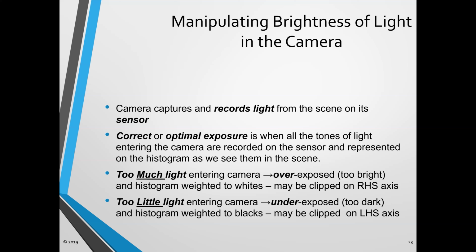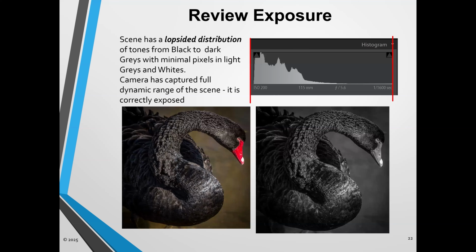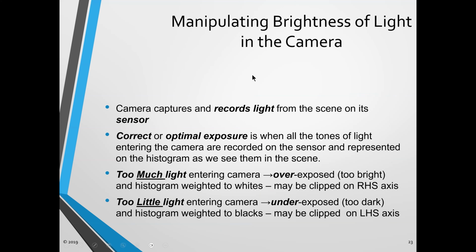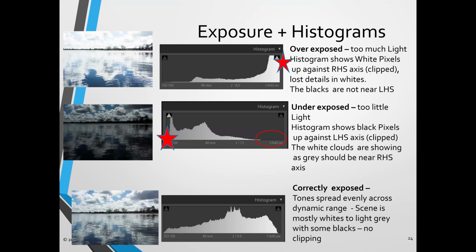So I showed you in those histograms, these are what are called our goal posts. What you try and do is don't hit your goalposts. You try and stay within the boundaries. You can have your histogram right up this end, just don't hit the goalpost, and you can have it right down this end, just don't hit the goalpost. So that's what we're aiming for in our exposures.